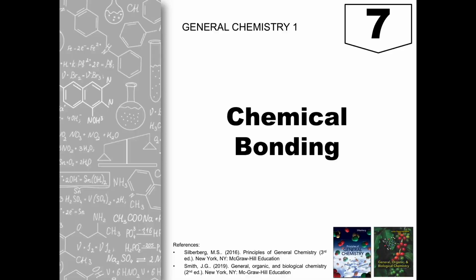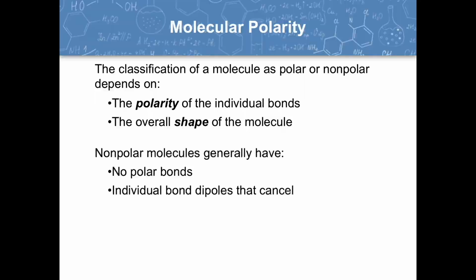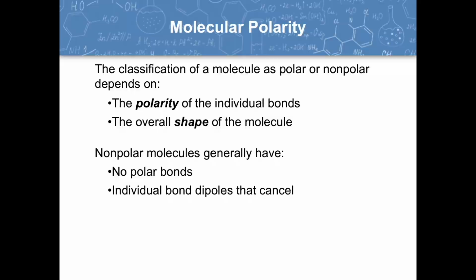If you can recall from our previous lessons, we have discussed that a covalent bond is polar when the atoms have different electronegativities and thus share the electrons unequally. In terms of molecules, we can determine if a molecule is polar or nonpolar depending on the following. The first one is the polarity of the individual bonds, and the other one is the overall shape of the molecule. We say that a molecule is nonpolar if it has no polar bonds, or if it has individual bond dipoles that cancel.